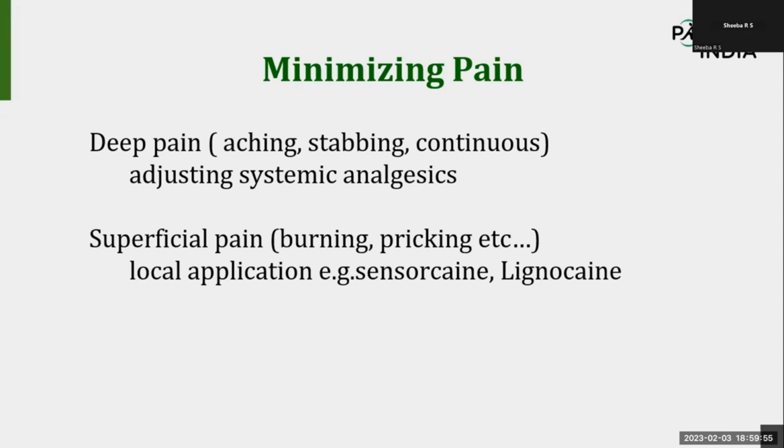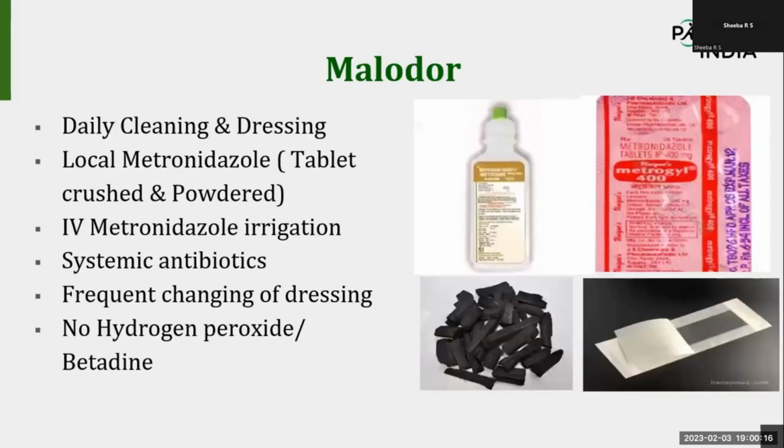dressing. If they have superficial pain, like neuropathic pain, systemic analgesics may not work well. Then you can think about a local anesthetic agent like Sensorcaine or lignocaine. You can apply it on the wound and wait another 10 minutes. Then the patient will get a local anesthetic effect. After that, you can do the wound management.